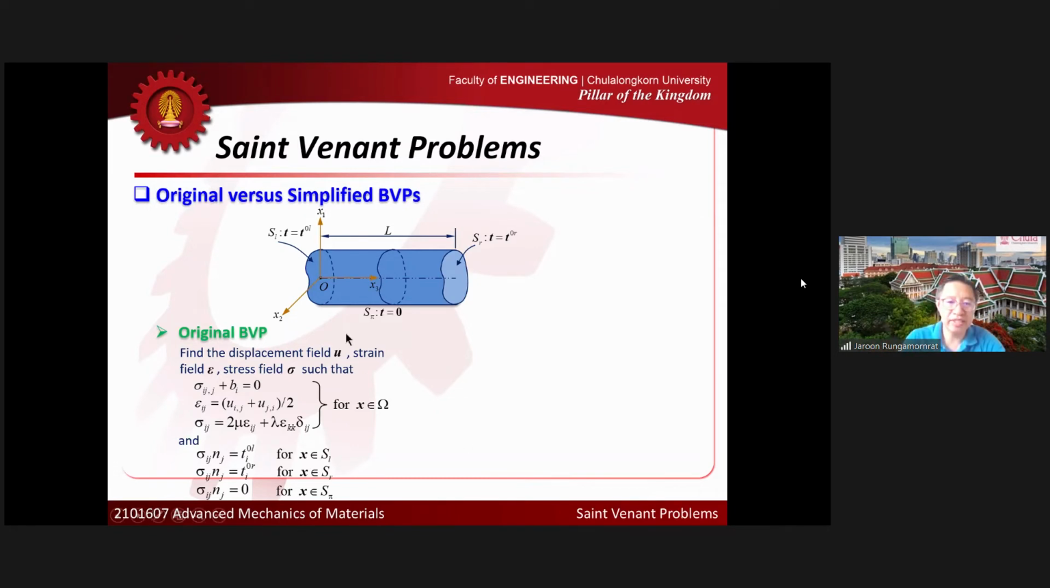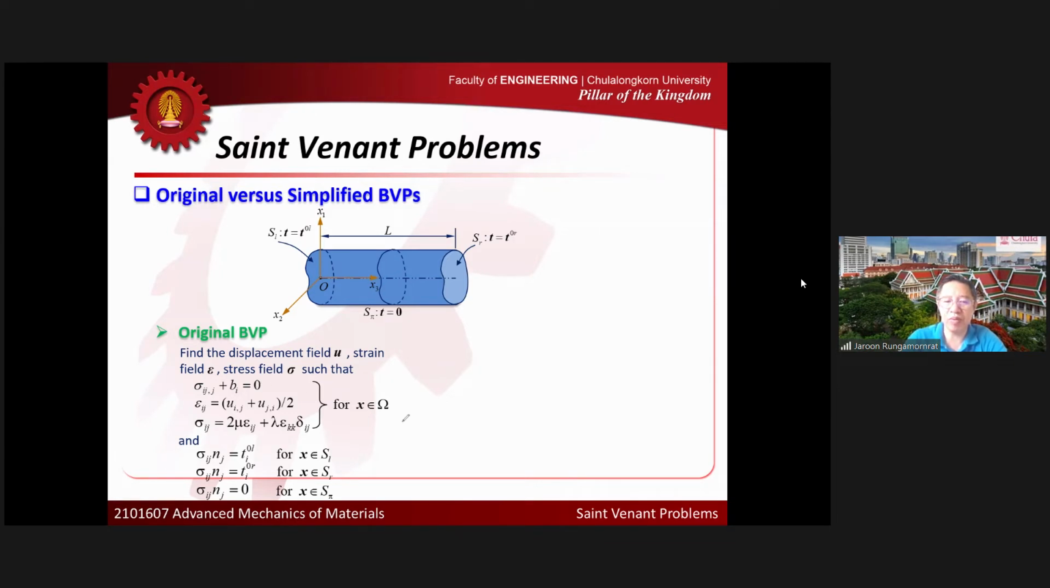If we look at this body, the cylindrical body, we apply the traction at the left end equal to T0L and apply the traction at the right end equal to T0R, and the traction equal to 0 at the side face, and I don't have a body force field. So this is the original boundary value problem formulated in terms of all quantities. This is option one, right?